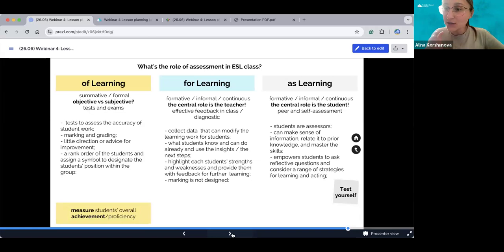If we talk about assessment for learning, that's something that we can use. Here, the central role is the teacher.